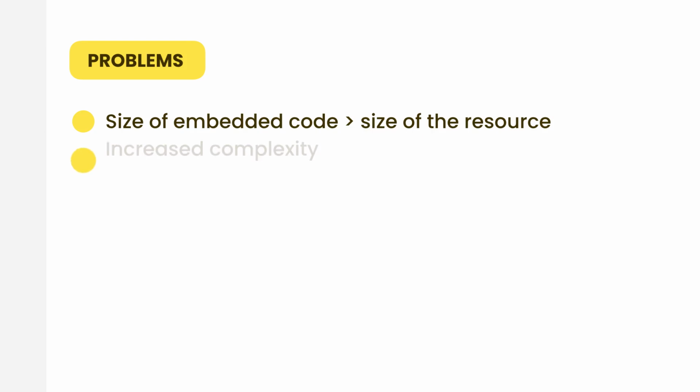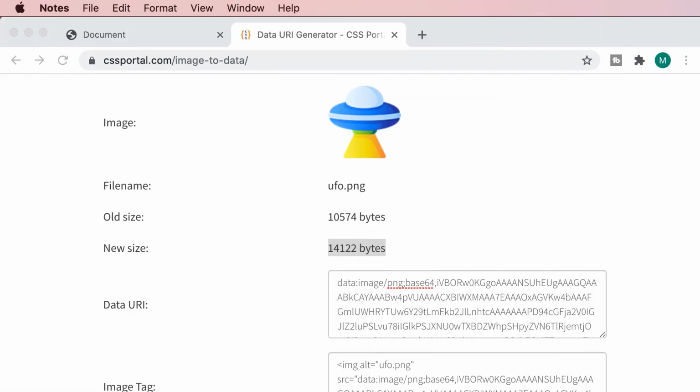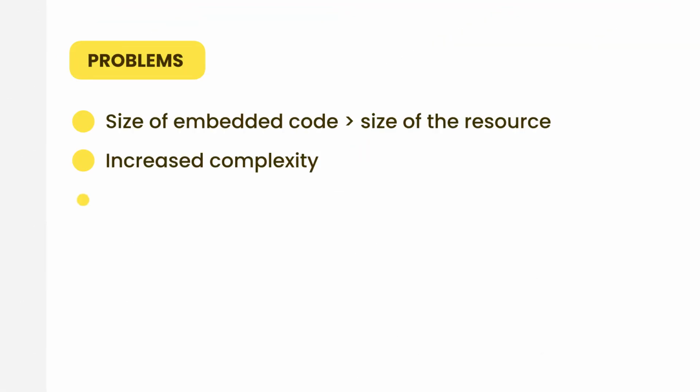The second problem is increased complexity in markup and workflow. So tomorrow, if we decide to replace this image, we'll have to come back here or go to another tool and regenerate the data URL. This is not convenient. It's much easier to replace an image in the file system. And the third problem is that on mobile devices, data URLs are significantly slower to display than external images.